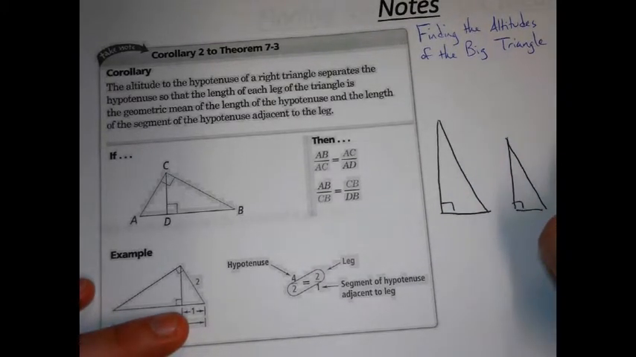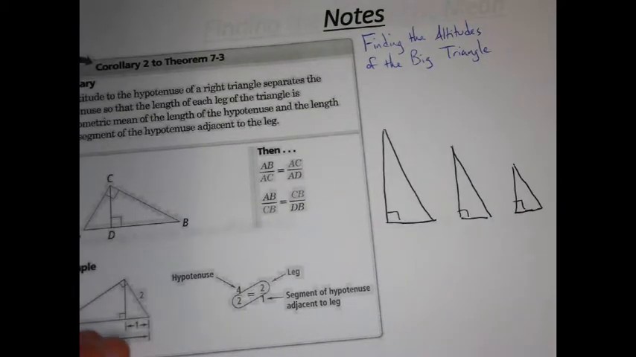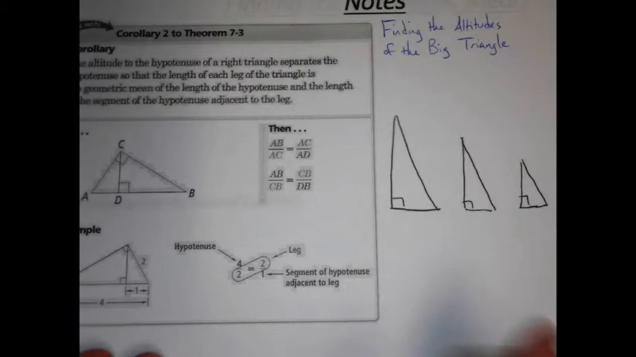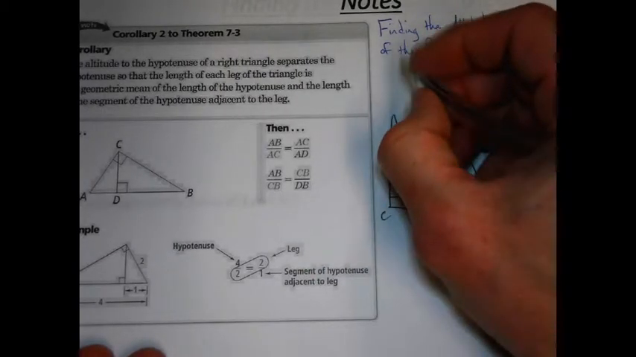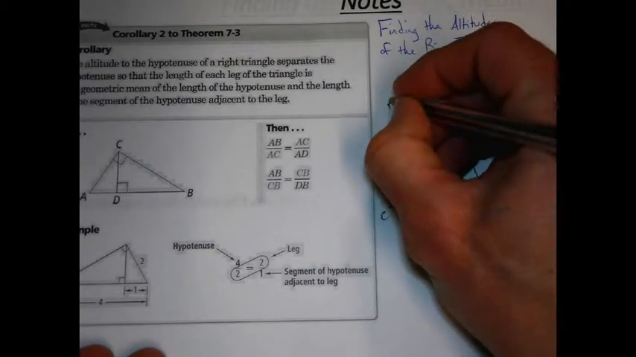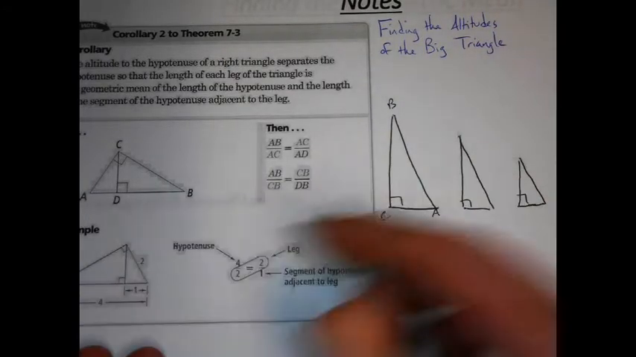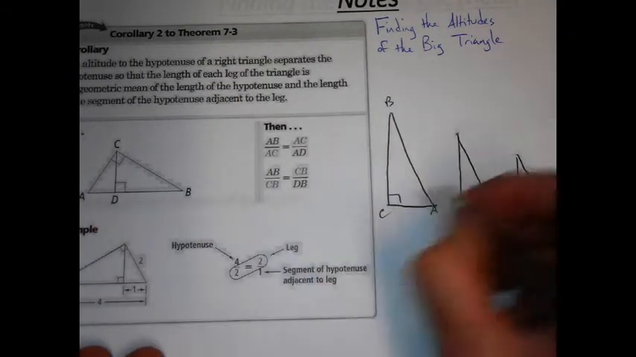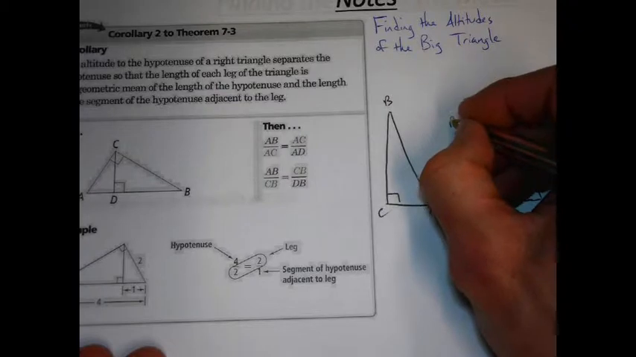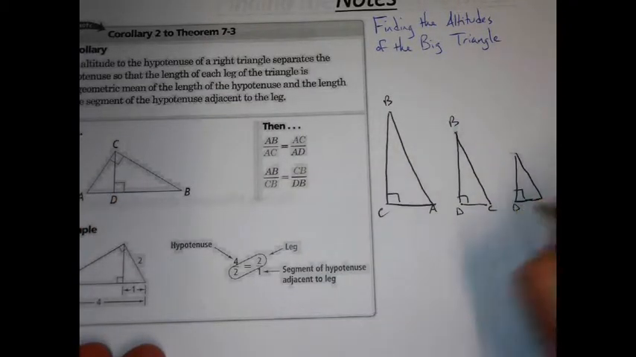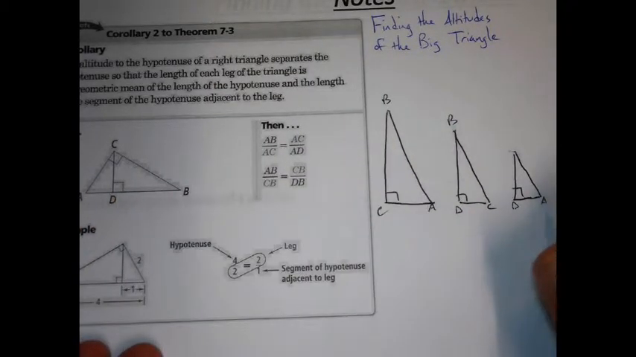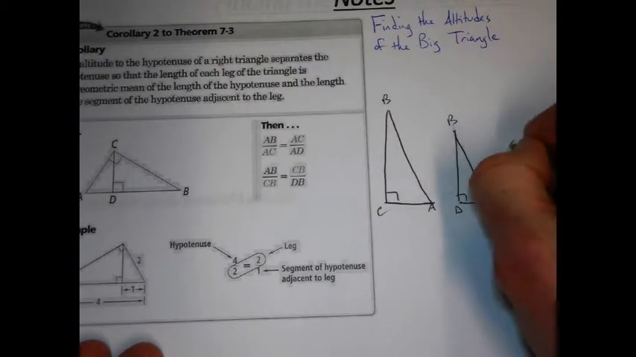So again, I'll make small, medium, and large triangles, and we'll operate the same thing. C is the right angle, C to A is the short leg, C to B is the long leg. In the medium triangle, D is the right angle, D to C is the short leg, D to B is the long leg. And then in the small triangle, D is the right angle, D to A is the short leg, D to C is the long leg.